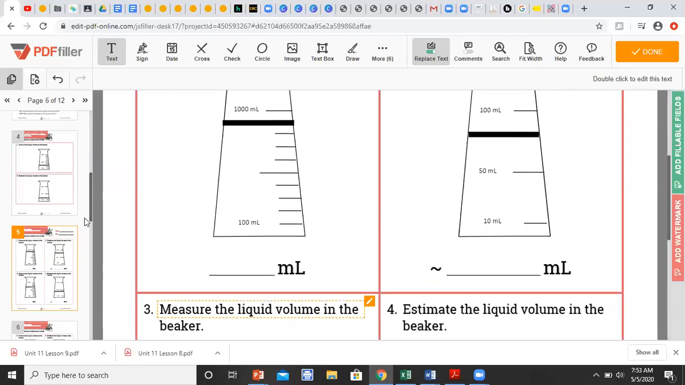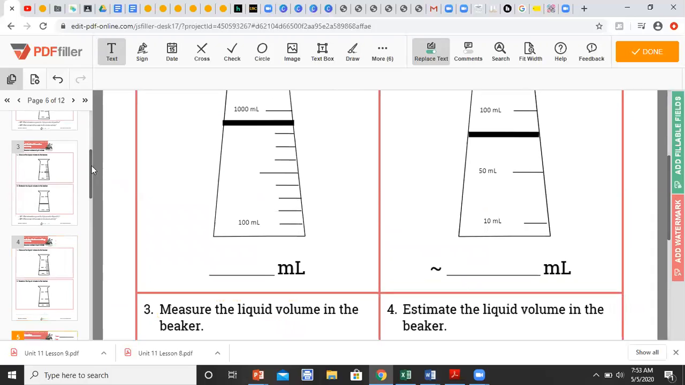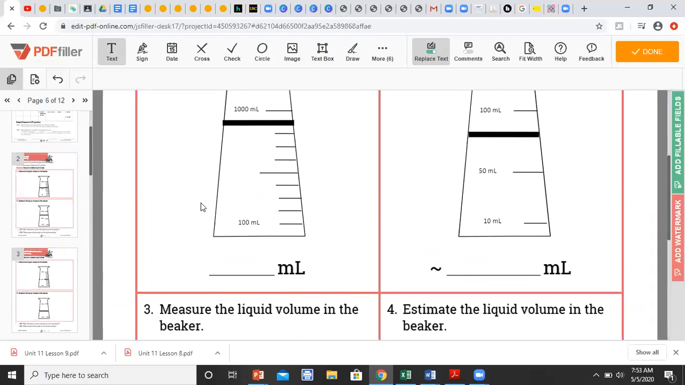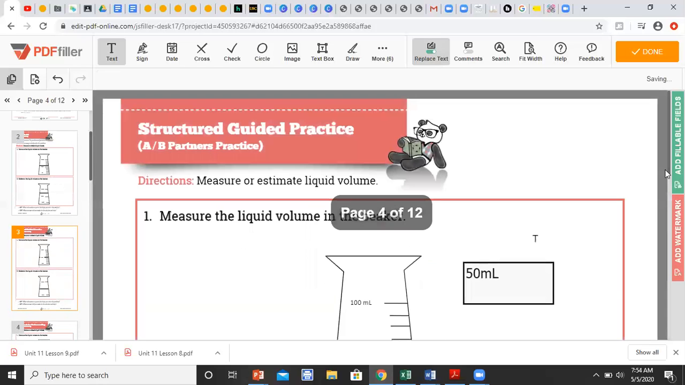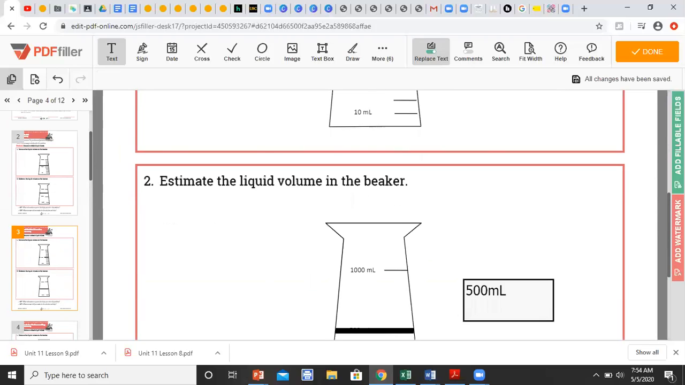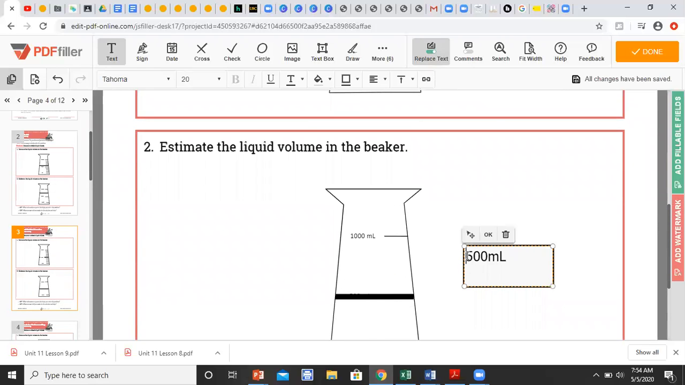Okay, and there's one step that I forgot in my answers, boys and girls. Let me go back. Okay. So because we did not have the exact gradients here, I have to once again use my estimation mark. That means about. So this answer is about 750. And then on this page, it is about 500 milliliters.